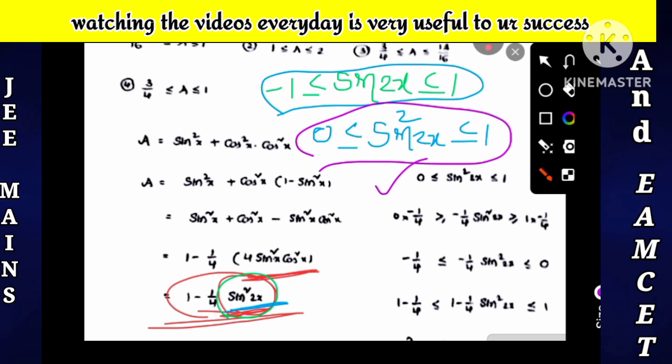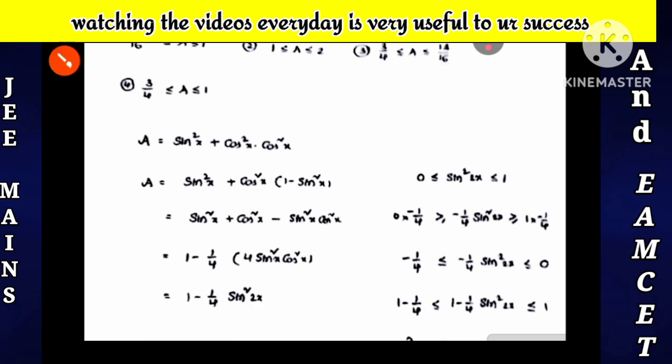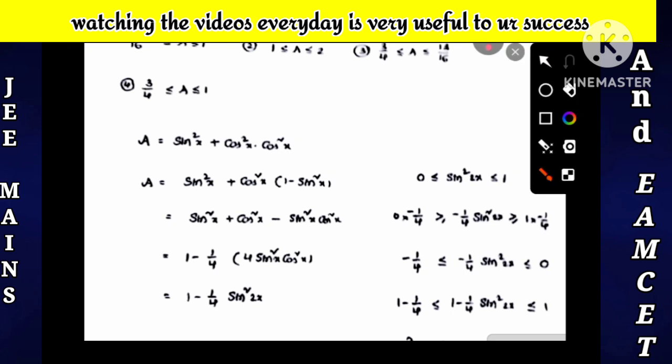0 is less than or equal to sin²2x, which is less than or equal to 1. But what is the given question here? You have 1 minus 1/4 into sin²2x. Here we have only sin²2x, but you want minus 1/4 into sin²2x. For that reason, multiply this inequation by minus 1/4.